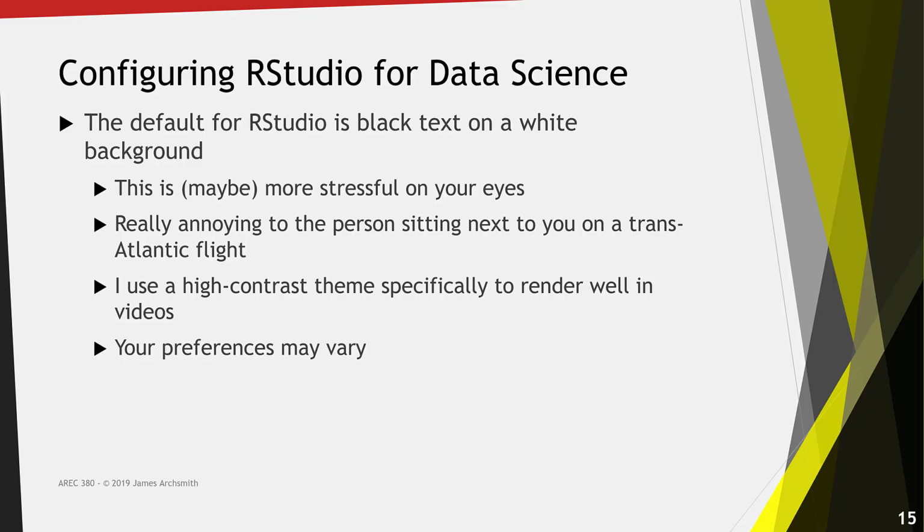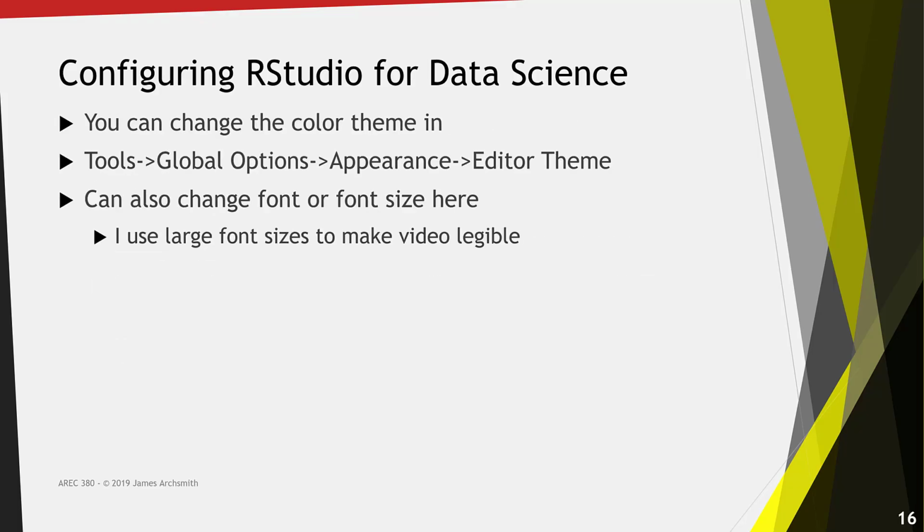So you may want to change the appearance of your RStudio session. How would you go about doing that? Again, under the Tools menu in RStudio and Global Options, you click on the Appearance tab and Editor Theme, and you can choose from one of a bunch of different predefined themes. Some of them have light backgrounds, some of them have dark backgrounds, and some of them highlight text in different ways. You can also change the font size here. I also substantially increase the font size of RStudio when I show it to you to make it legible in these videos.